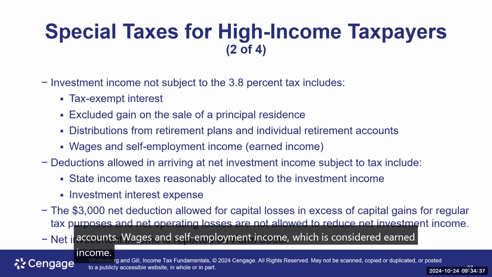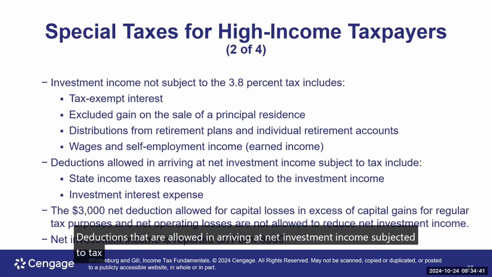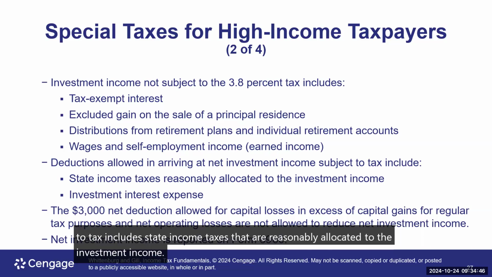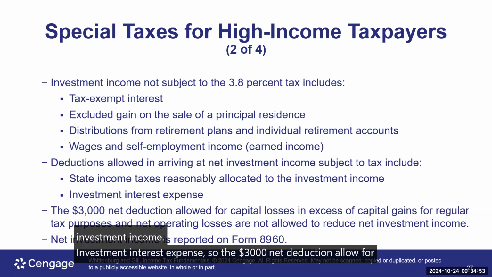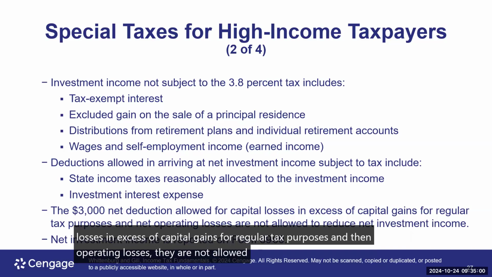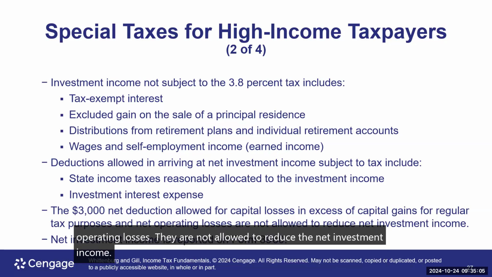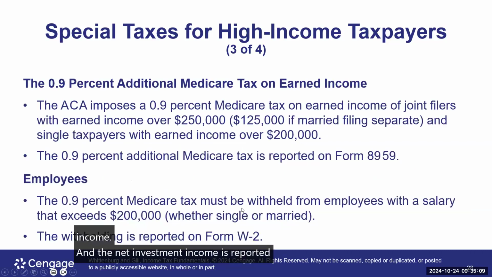Deductions that are allowed in arriving at net investment income subjected to tax include state income taxes that are reasonably allocated to the investment income, and investment interest expense. So the $3,000 net deduction allowed for capital losses in excess of capital gains for regular tax purposes, and net operating losses, are not allowed to reduce the net investment income. And the net investment income is reported on Form 8960.